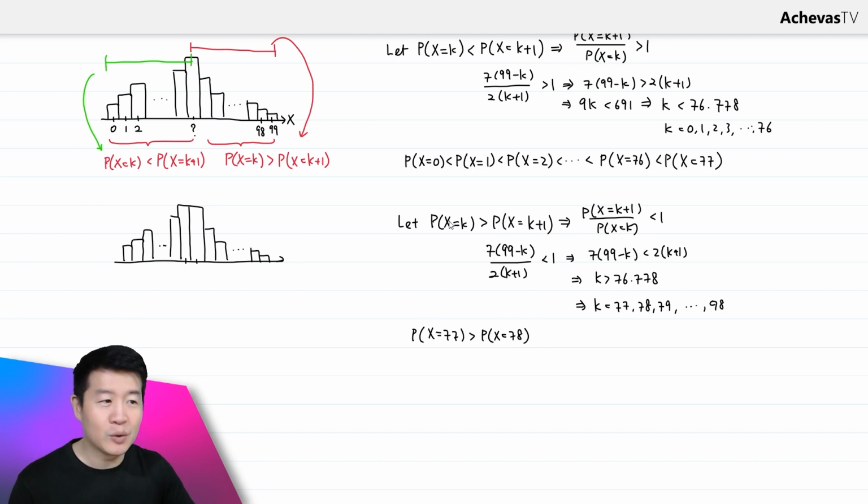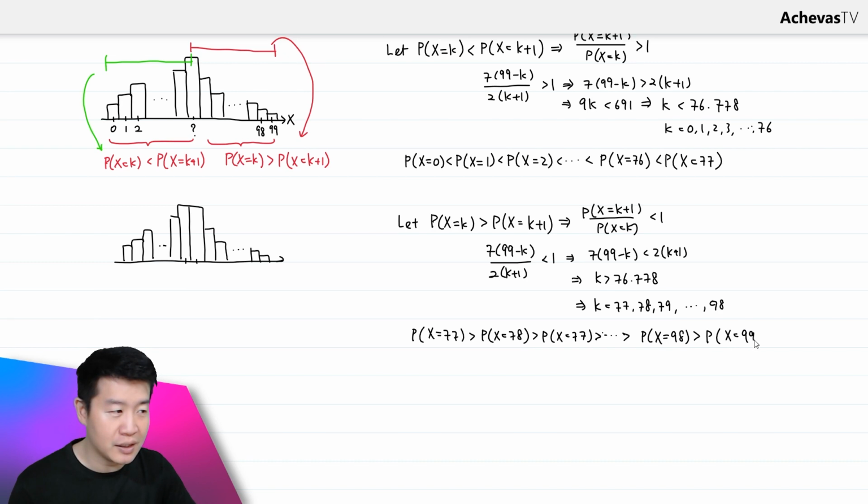If I were to let k be equal to 78, it tells me that the probability that x is equal to 78 is going to be bigger than the probability that x is equal to 77. And it's going to be bigger all the way until k is equal to 98, where the probability when x is equal to 98 is bigger than the probability of the last one, which is x is equal to 99.